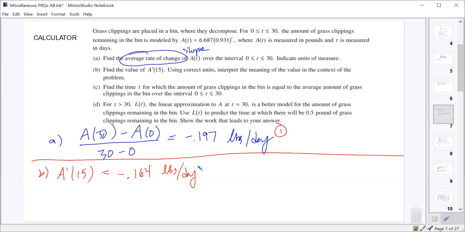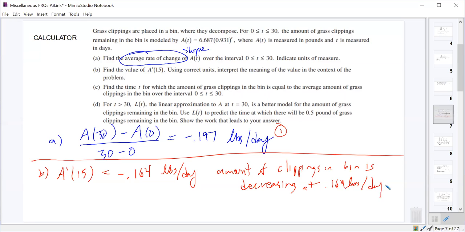We should say that the amount of clippings in the bin is decreasing at 0.164 pounds per day. And that was worth 2 points, one for the number and one for the explanation with the right units. Any questions or issues there on part B? I feel like that one was pretty easy too.